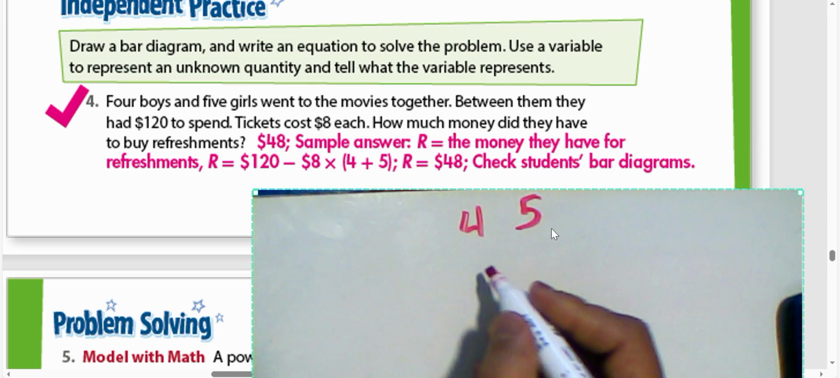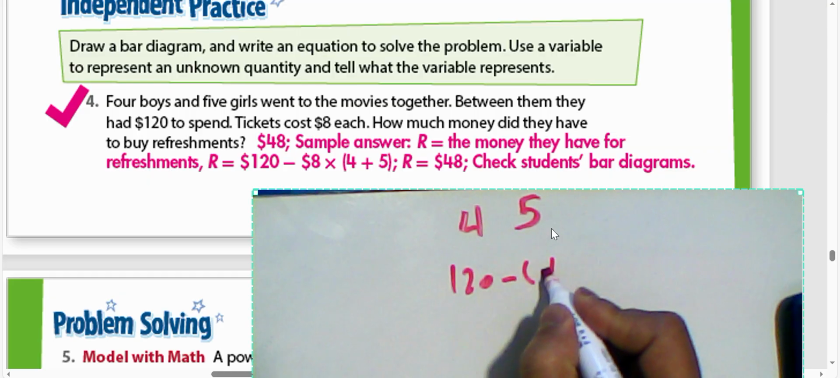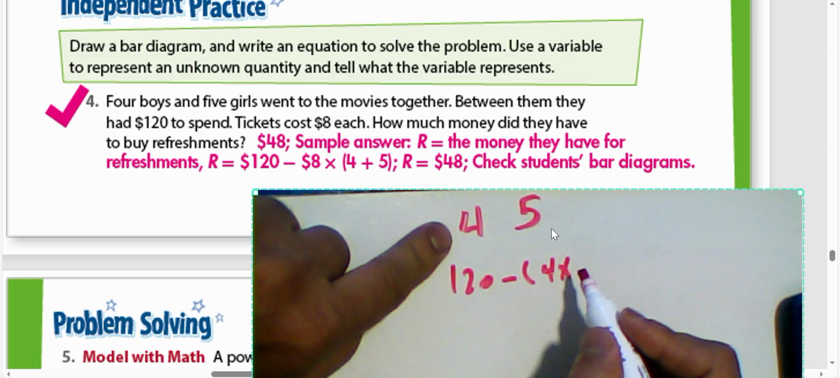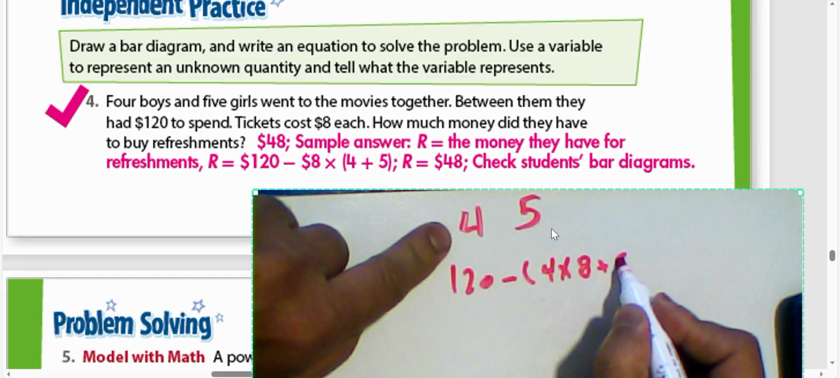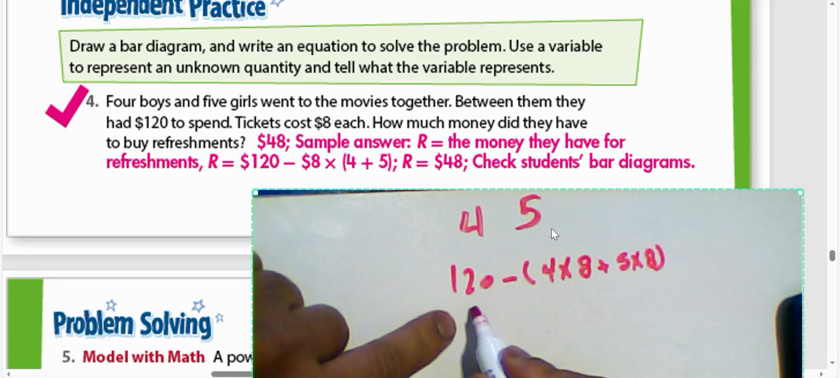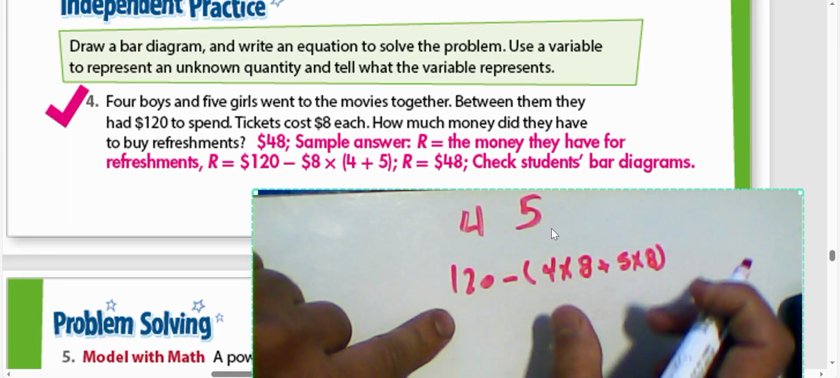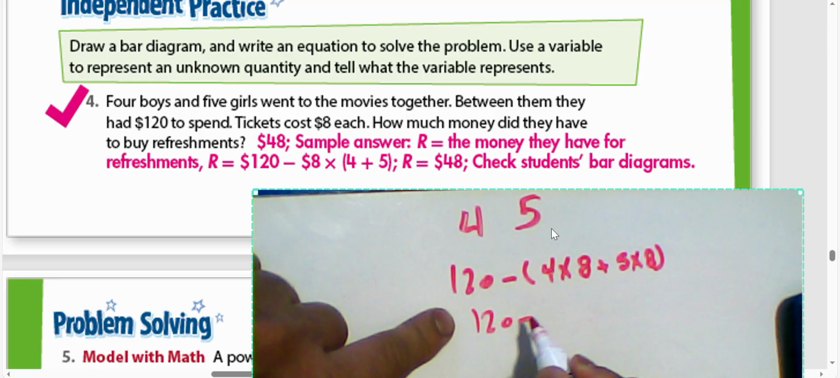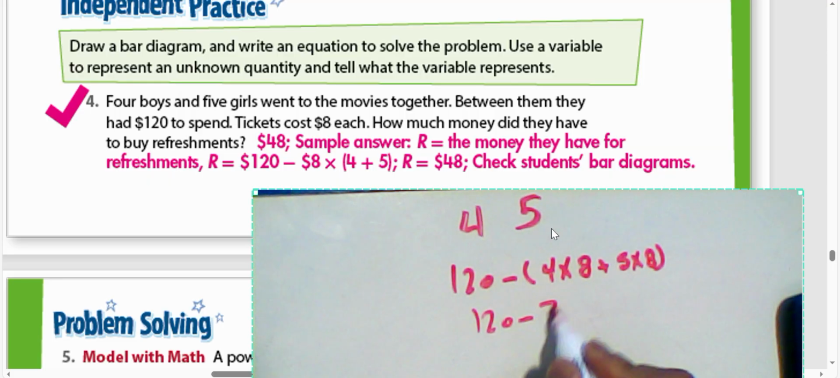Like this, we can write 120 subtract 4 multiplied by the price of each one, 8, and 5 multiplied by 8, and then find the difference from 120. Or you can add 4 plus 5 equals 9. 9 times 8 equals 72. Then 120 subtract 72.